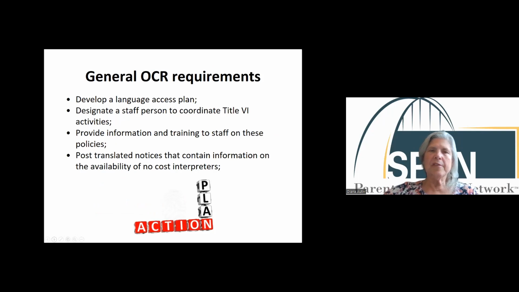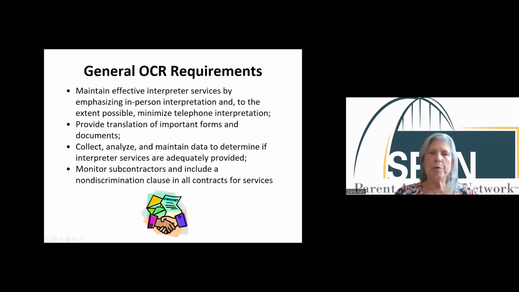Now, the Office for Civil Rights is the entity that enforces this requirement. And general OCR requirements include to develop that language access plan, to designate a staff person to coordinate Title VI activities, that's Title VI of the Civil Rights Act of 1964, providing information and training to staff and volunteers and others on these policies, posting translated notices that contain information on the availability of no-cost interpreters, maintaining effective interpreter services by emphasizing in-person interpretation and, to the extent possible, minimizing telephone interpretation, providing translation of important forms and documents, collecting, analyzing, and maintaining data to determine if interpreter services are adequately provided, and monitoring subcontractors and including a non-discrimination clause in all contracts for services.